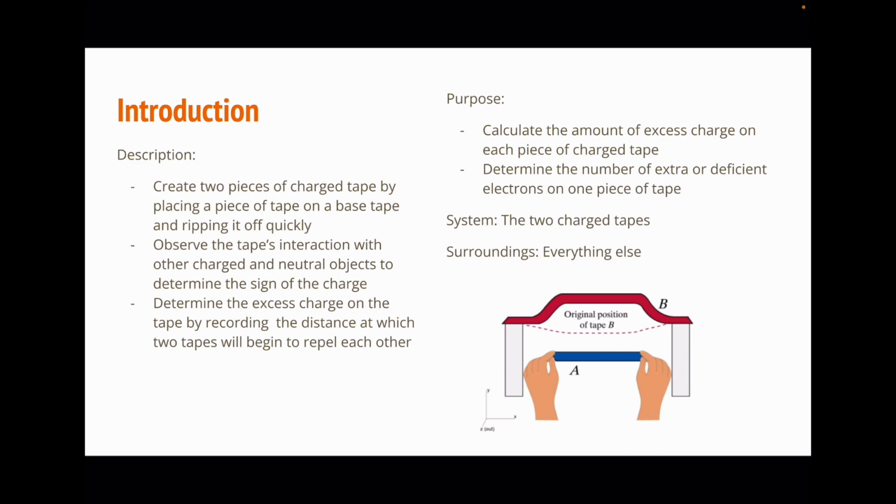I then determined the excess charge on the tape by recording the distance at which two tapes will begin to repel each other. The purpose of this experiment is to calculate the amount of excess charge on each piece of charged tape and to determine the number of extra or deficient electrons on one piece of tape. The system in this experiment is the two charge tapes, and the surroundings are everything else.